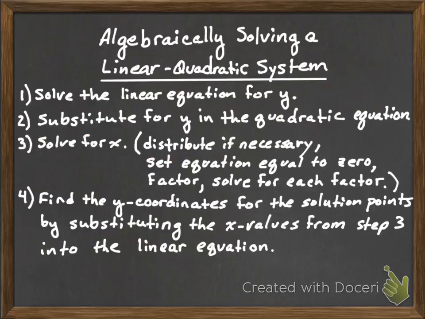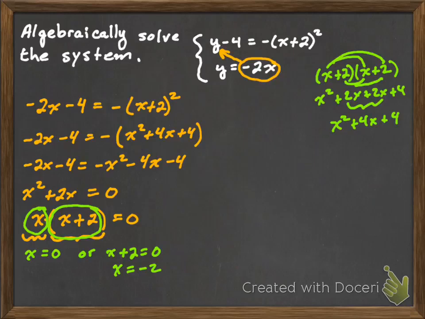So if we go back to our steps here, the last step says to find the y-coordinates for the solution points by substituting the x values from step 3 into the linear equation. All right, so these are the x values from step 3. We need to substitute those back into this linear equation right here. So when we do that, that's going to give us y equals negative 2 times the first x value, which is 0. That will give us y equals 0.